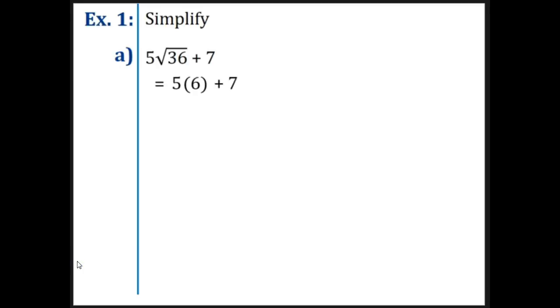And then we're going to add the 7, because we have to follow PEMDAS. We take care of our radicals and exponents first and then our parentheses. So what's my next step? Multiply, right? I'm going to multiply 5 times 6. That gives me 30, and then add the 7. So what is my answer to 5 radical 36 plus 7? 37. Pretty easy, right?